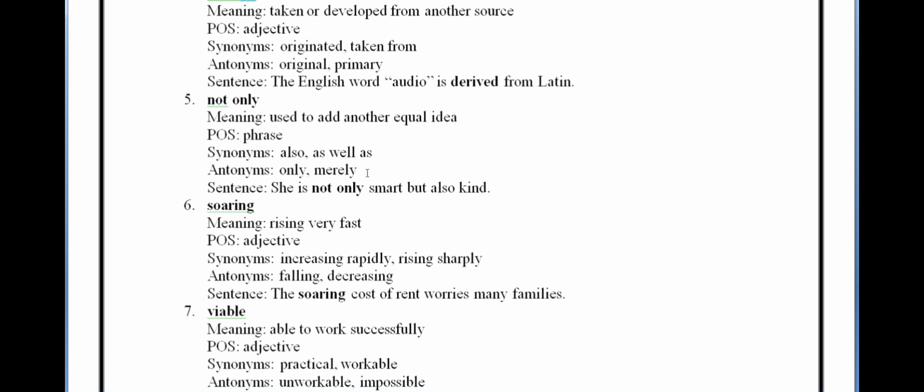Sentence, she is not only smart but also kind. The phrase not only is always carried with but also. So it is not only but also.